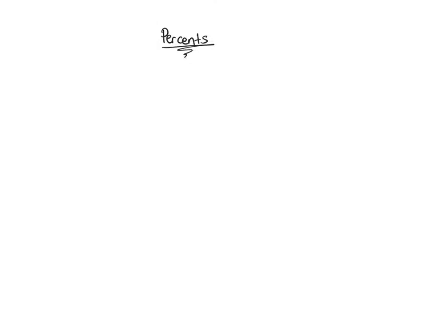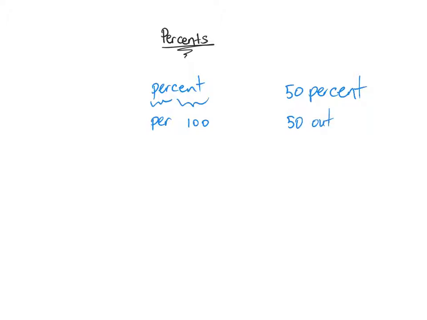Hi, in this video, we'll be introduced to percents and we'll take a look at how percents convert to fractions. The word percent is exactly what it sounds like. The per part means per, and the cent part means per 100. So when you see the word percent, for example, 50%, that really means 50 out of, or per, 100.